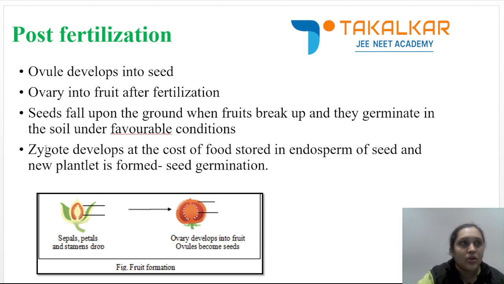So, how does the zygote develop? The zygote develops at the cost of food stored in the endosperm, which is produced during double fertilization, and a new plant is formed, which is called seed germination.